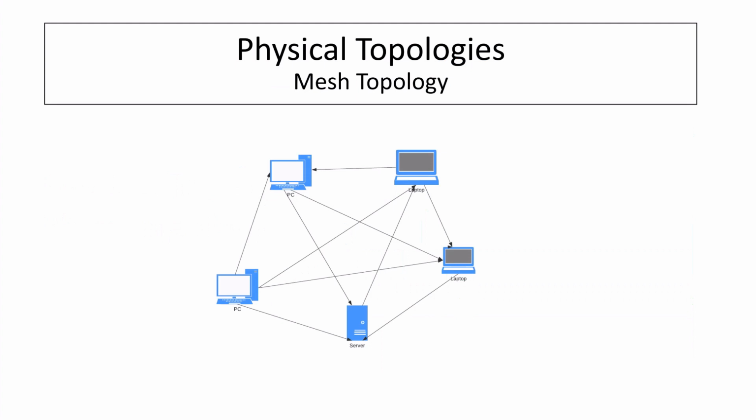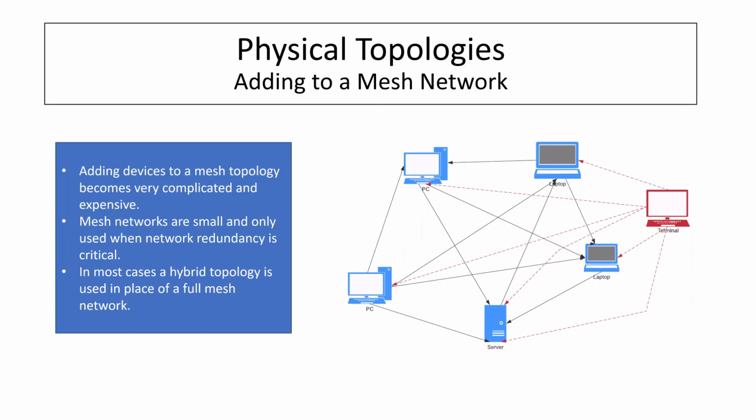If we add a 6th device into this network, see what happens. So adding the device gets very expensive and very complicated. Mesh networks tend to be relatively small, and they're used only where extreme redundancy is critical.